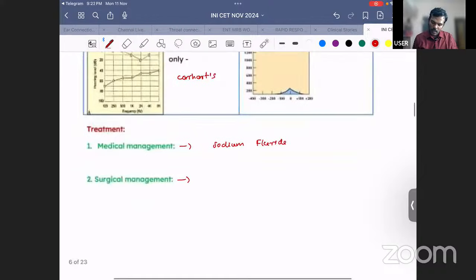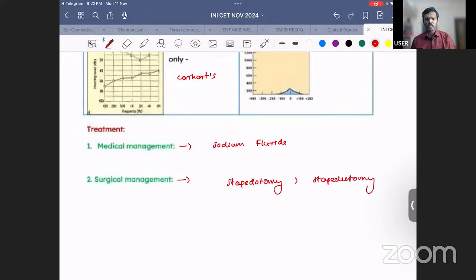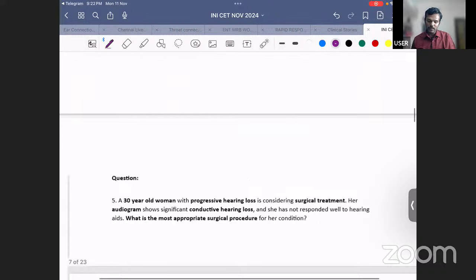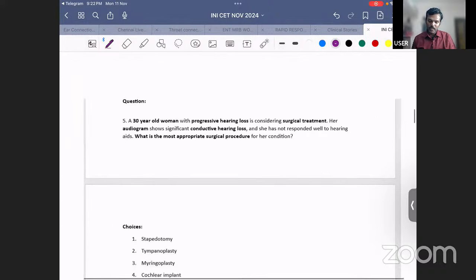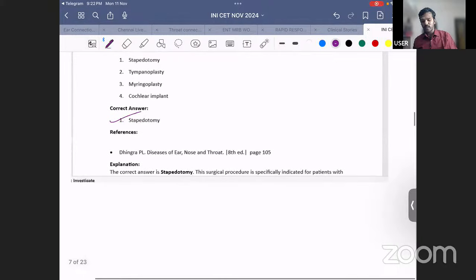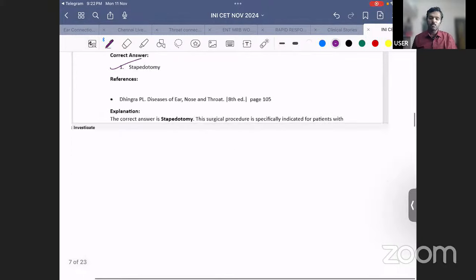Surgical treatment, comparatively stapedectomy is better than stapedotomy. Stapedotomy is better than stapedectomy. Okay, fine. So a screenshot from our question bank which shows stapedotomy as the correct answer for surgical procedure for otosclerosis. So that shows we are much coherent with the questions that have been asked.